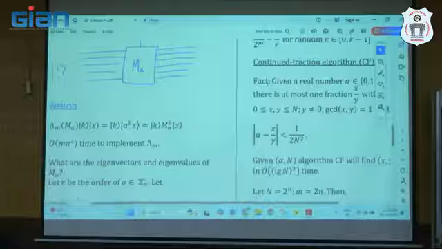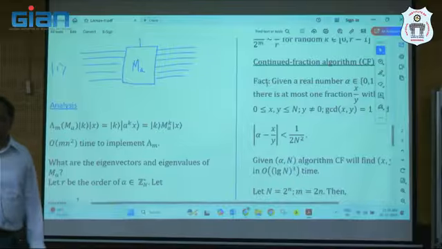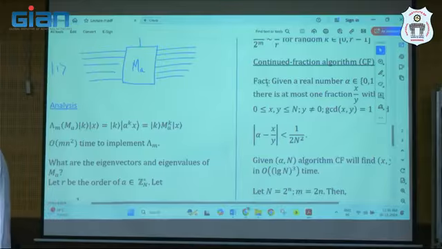N squared is the cost to multiply. Each time we are multiplying, that is n squared. This is represented using n bits. A is represented using small n bits.